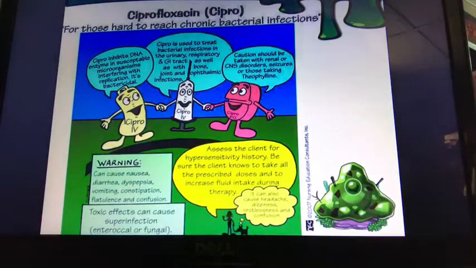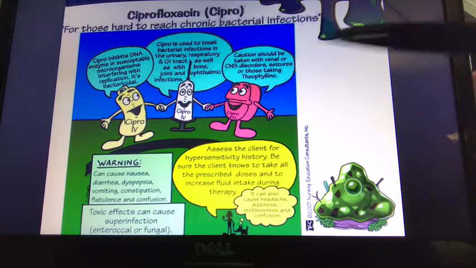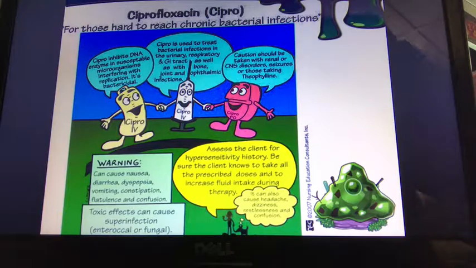Fluoroquinolones. The particular medication that we're going to talk about in this group is ciprofloxacin, also known as Cipro. And it says this is for those hard to reach chronic bacterial infections. So bacterial infections such as urinary, respiratory, GI, bone or joint, and even eye infections, you can give this medication for. You can read how it works.